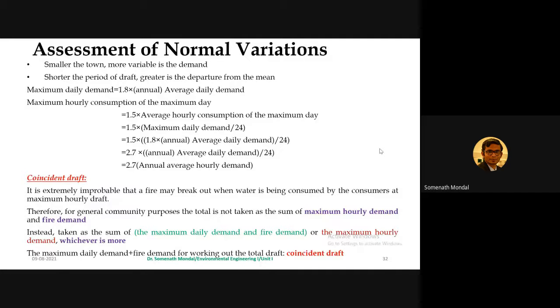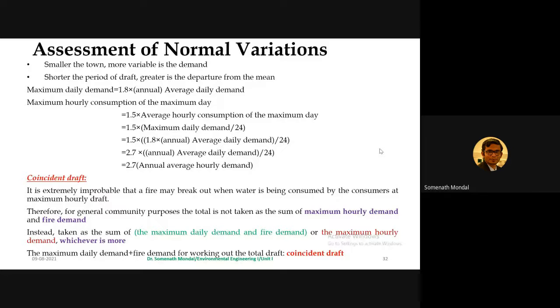So these two are very much important to keep in mind. Many a times we will be using this multiplication factor to convert from one type of demand to another type of demand, so from average daily demand to maximum daily demand to maximum hourly consumption. So these things should be remembered clearly.